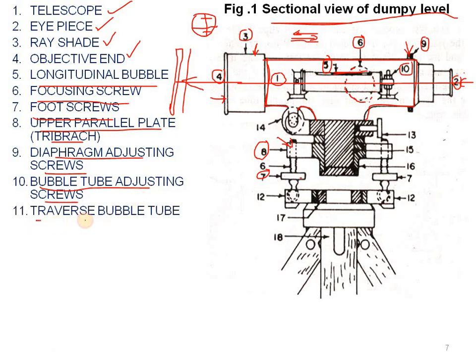And the 11th one is the traverse bubble tube. So we can see here the 11th one, that is the traverse bubble tube. It will be on the top portion. At the instrument point we can see that is the traverse bubble tube. Here in the diagram it is not mentioned.